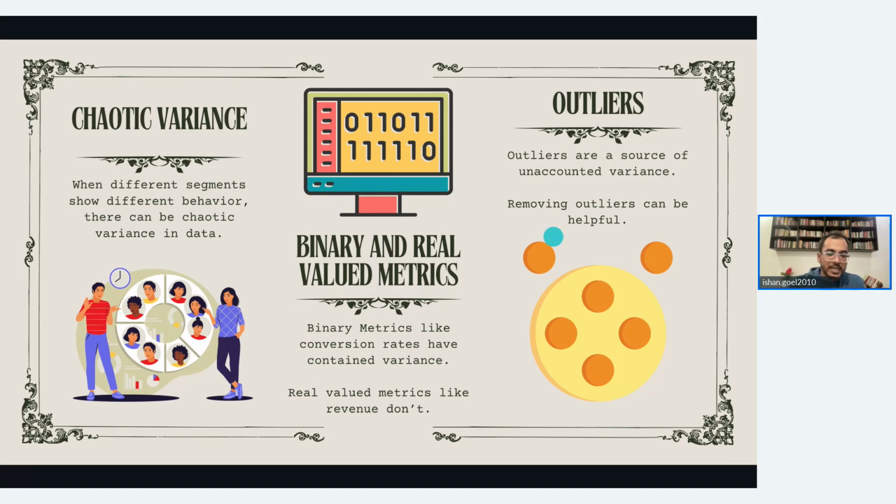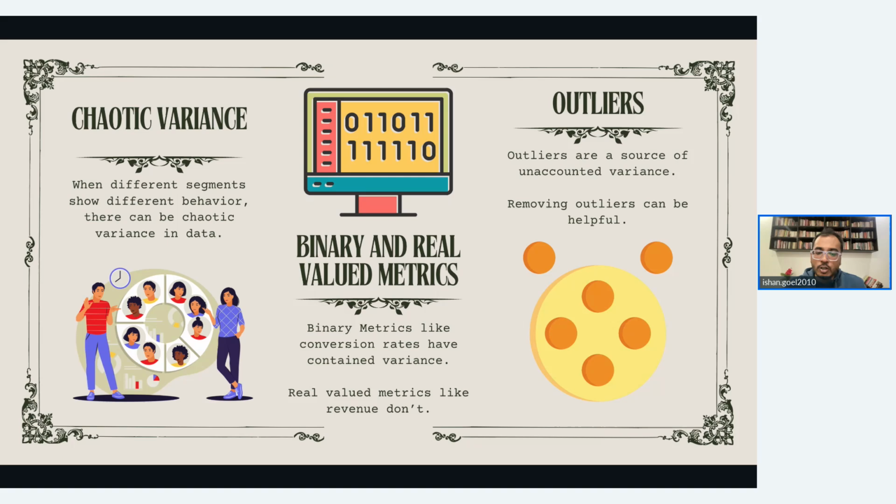So coming back to binary and real valued metrics. The good news with binary metrics is that binary metrics will always have a contained variance. It is very unlikely that you get a lot of shooting outliers in binary metrics. Why? Because the only possibility is 0 or 1.